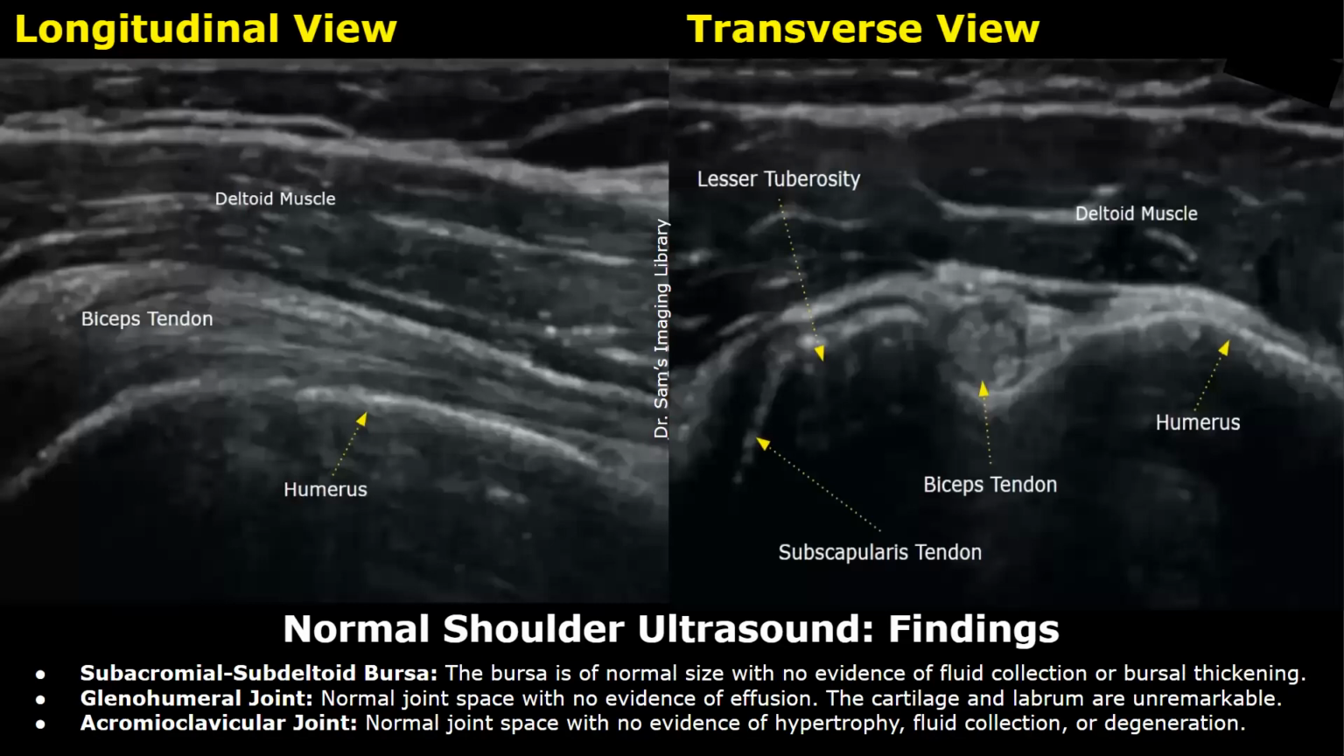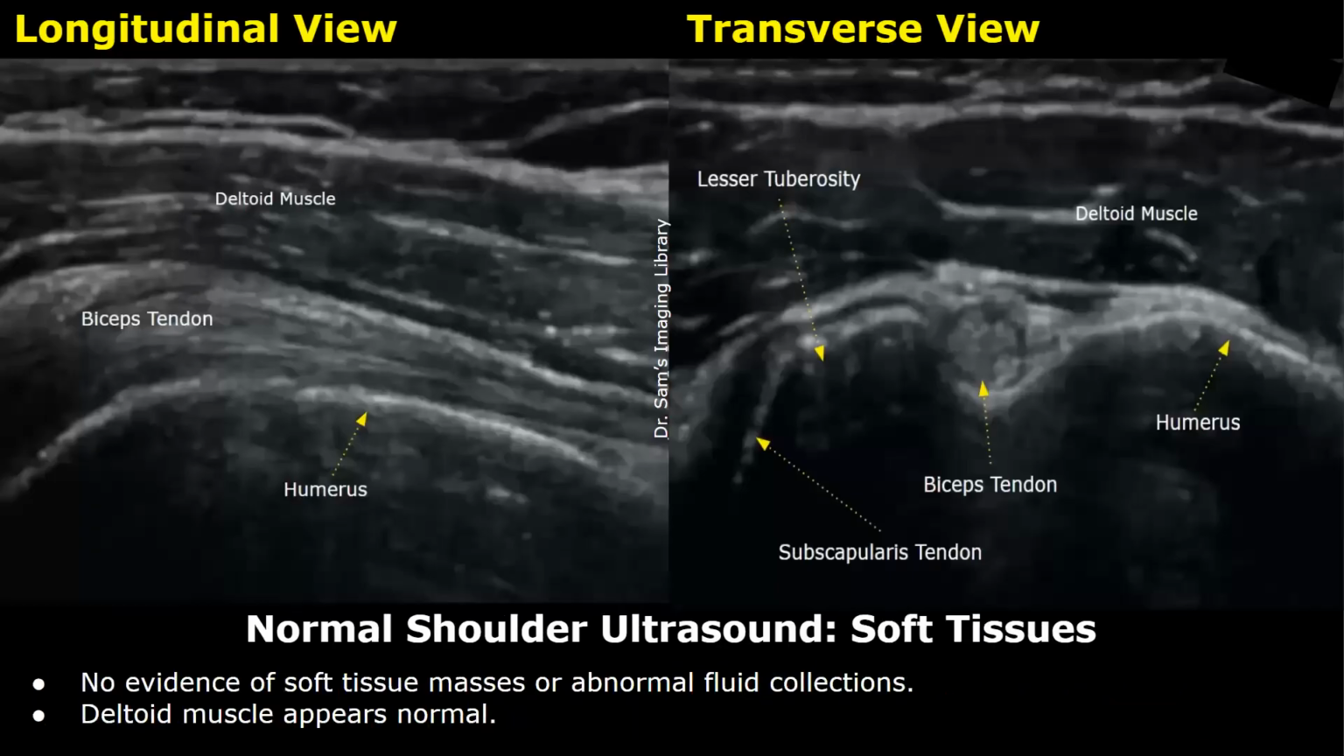Followed by glenohumeral joint, normal joint space with no evidence of effusion. The cartilage and labrum are unremarkable. Acromioclavicular joint, normal joint space with no evidence of hypertrophy, fluid collection or degeneration.